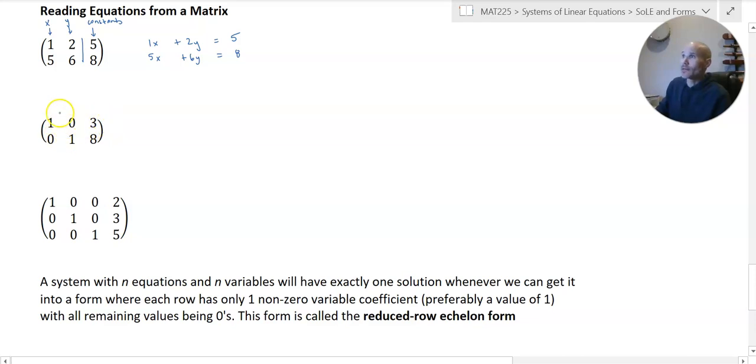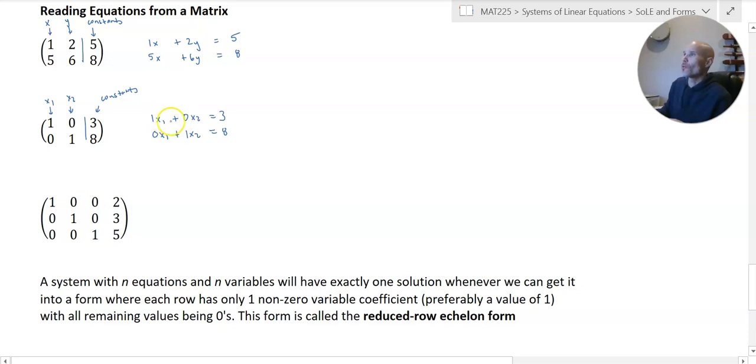In the second one, I think I'll just go ahead and refer to the variables as x1 and x2 for no other reason than just to convince you that they're just names, they're just labels. And once again, here I have the constants. So this equation reads 1x1 plus 0x2 equals 3. Now, if you used x and y, that's fine. And the second equation reads 0x1 plus 1x2 equals 8.